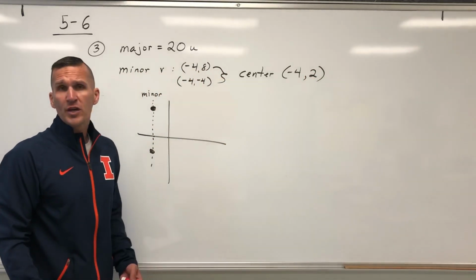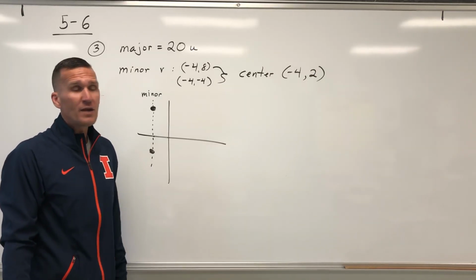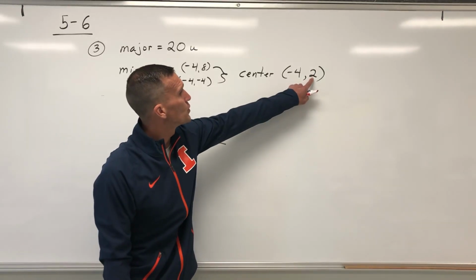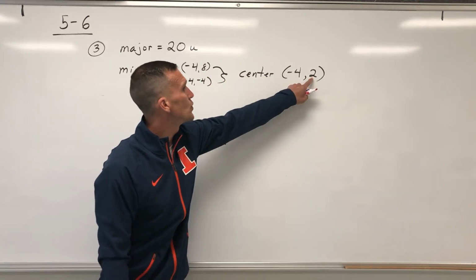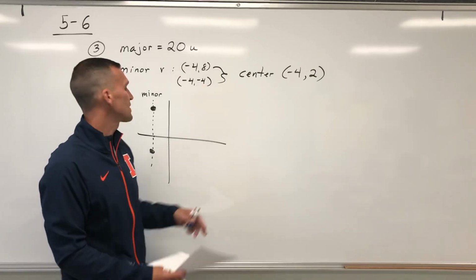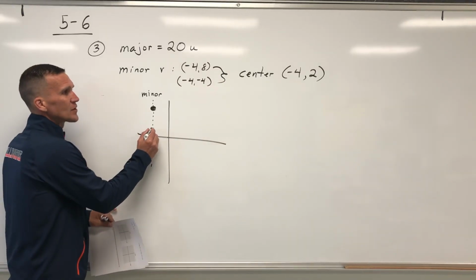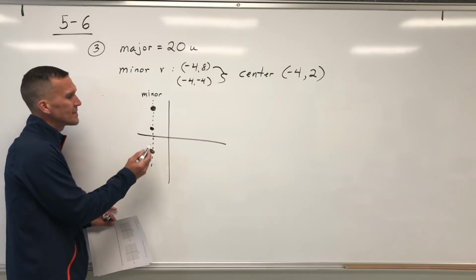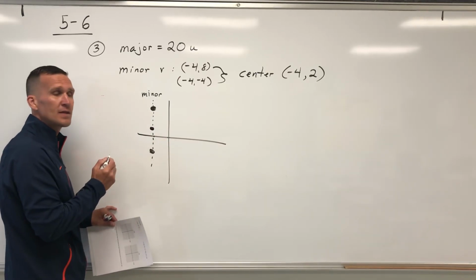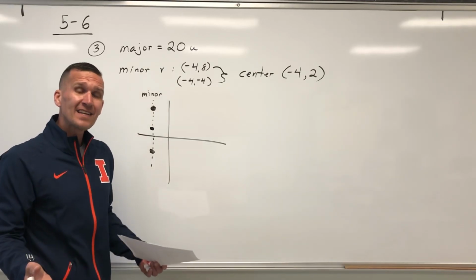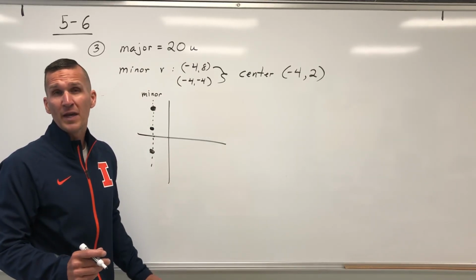What you can do to double check your work is make sure it's the same distance away from each one. If I go from 2 to 8, that's up 6 spaces. And if I go from 2 down to negative 4, that's down 6 spaces. So having a center at negative 4 comma 2 makes sense. Up 6, down 6, that's definitely the center. With that center, I can do the numerators of my equation right now.